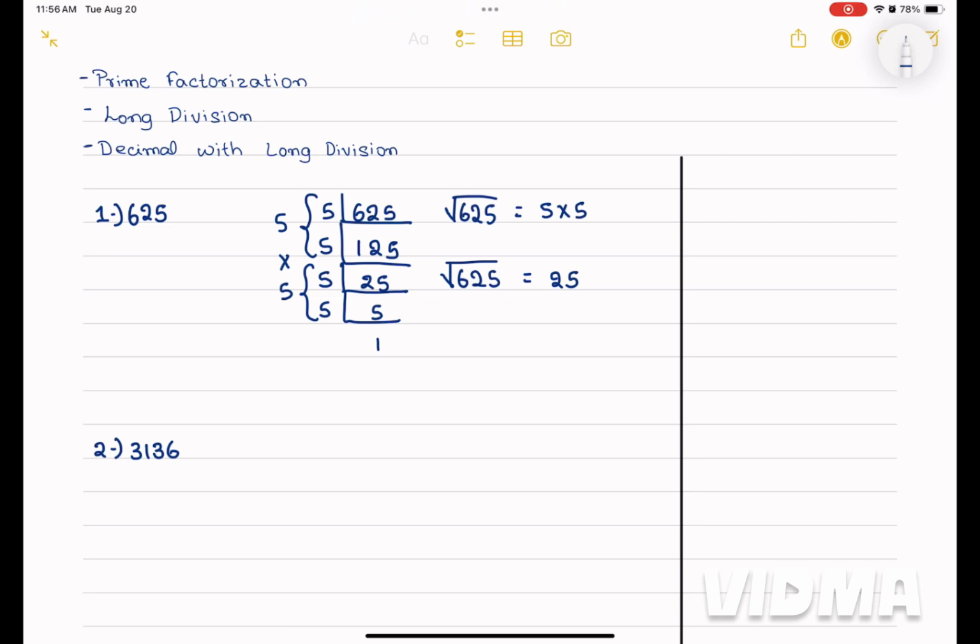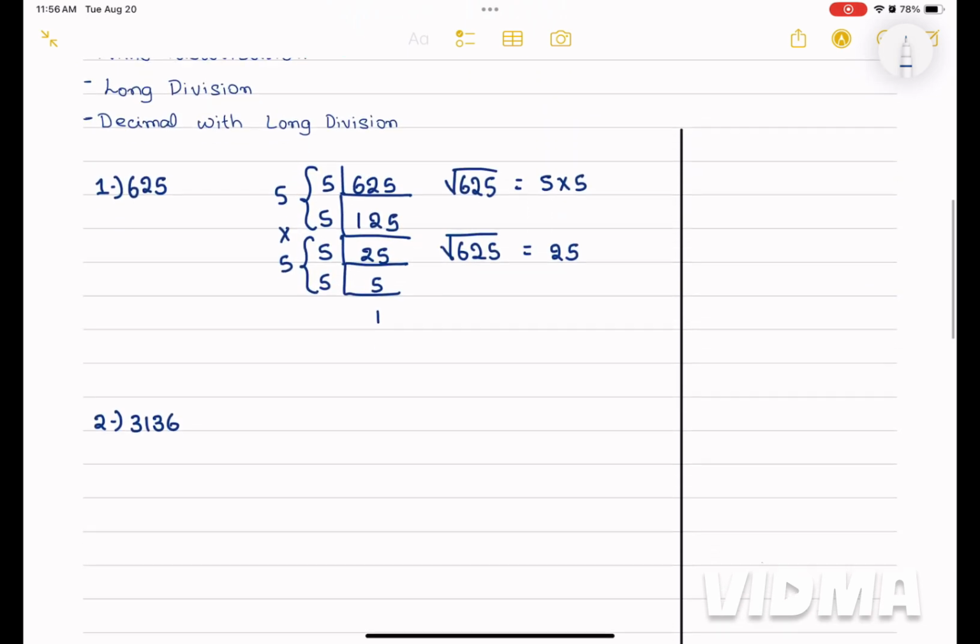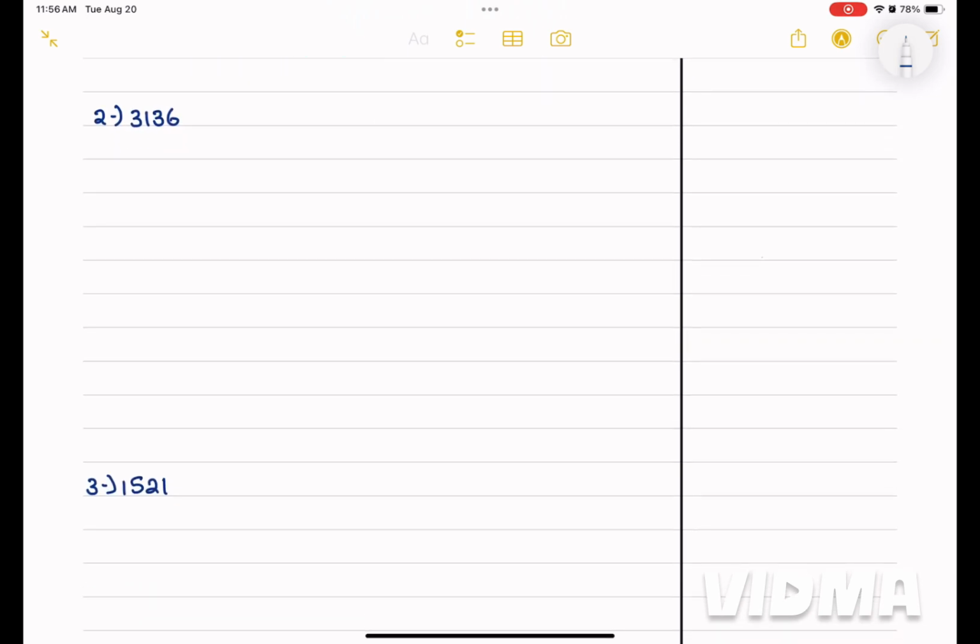Let's try another number, 3136. Give it a pause to try it on your own and then come back to see the answer. I'm going to go solve it, again through the prime factorization method. 3136. This is an even number and it's a huge number, so I'm going to go simple and start with 2. 1568. Then again, I'll take 2.